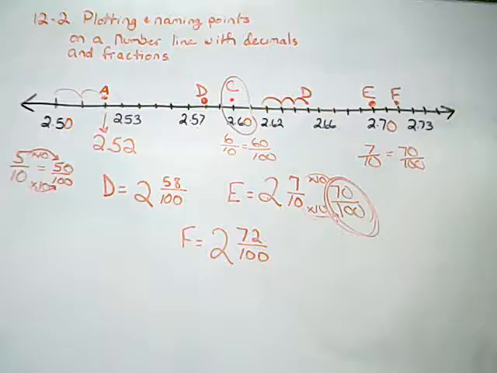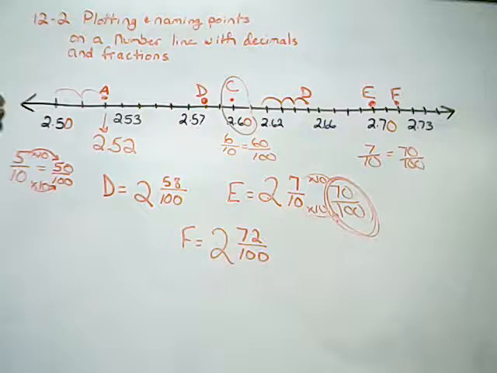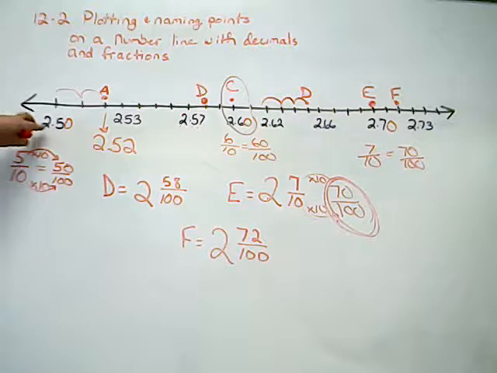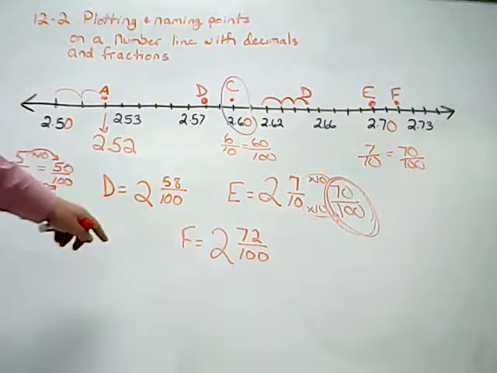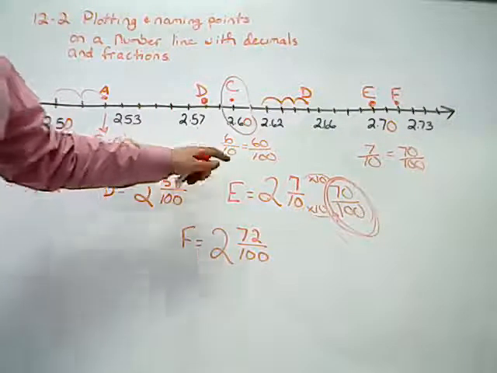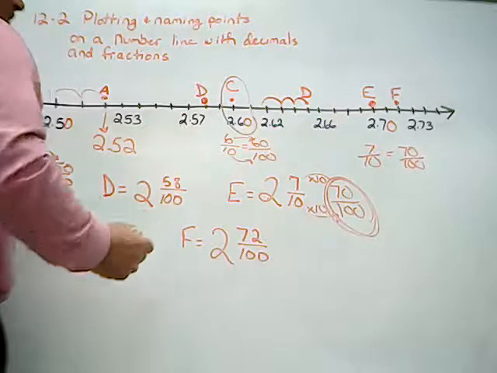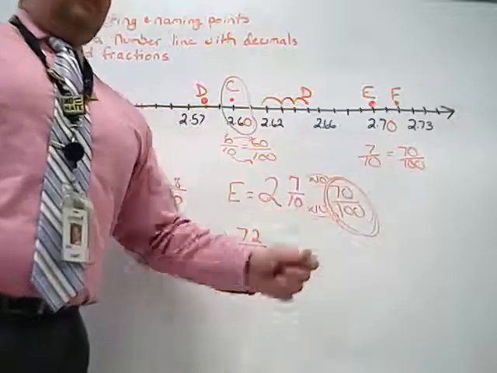Remember, the trickiest part about this lesson is when you have a number line that's mixed with tenths and hundredths. A good tip would be to convert your tenths into hundredths. By doing that, you can write it as a fraction. 5 tenths, written as a fraction here, converts into 50 hundredths. Same thing here. 6 tenths converts into 60 hundredths. And finally, 7 tenths converts into 70 hundredths.